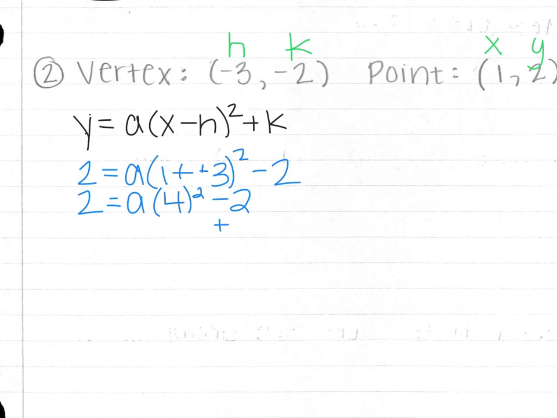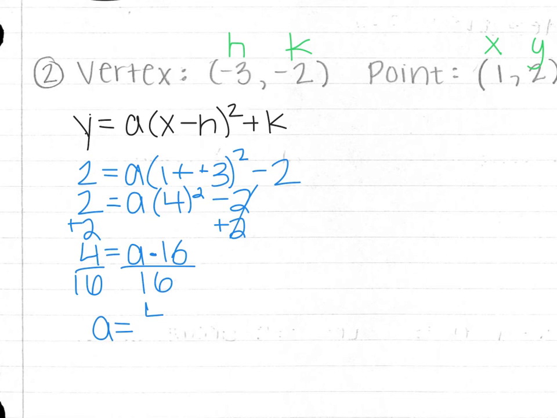We can add 2 to both sides. So 4 equals a times 16, because 4 times 4 is 16. Then we divide both sides by 16, and we get that a is 4 over 16, which simplifies to 1/4.